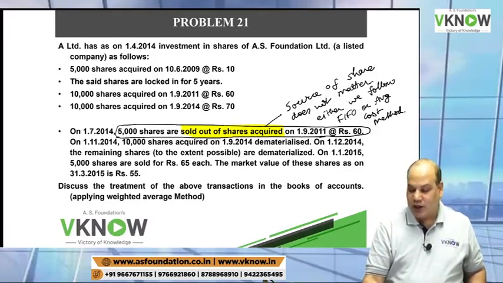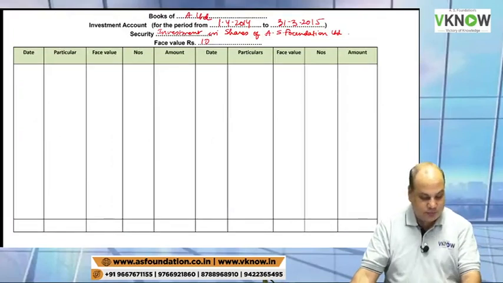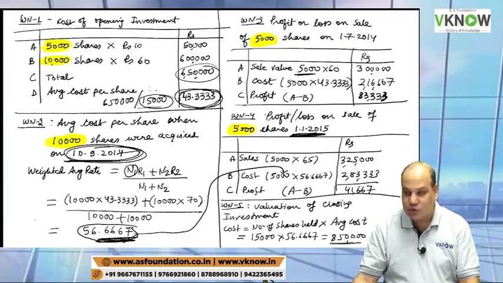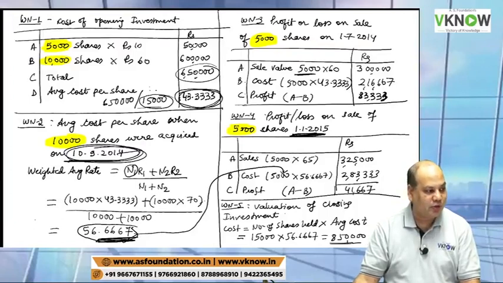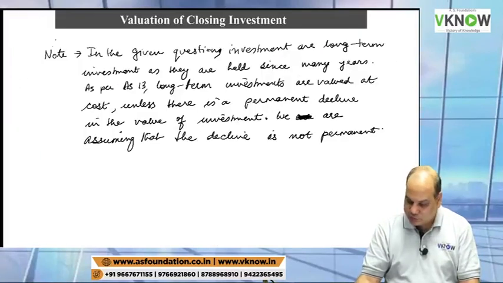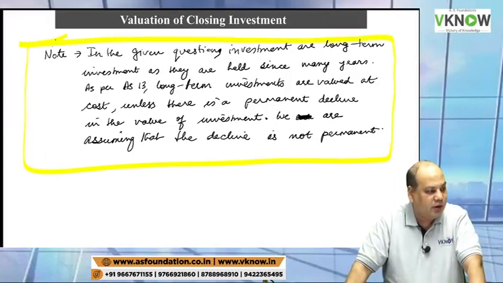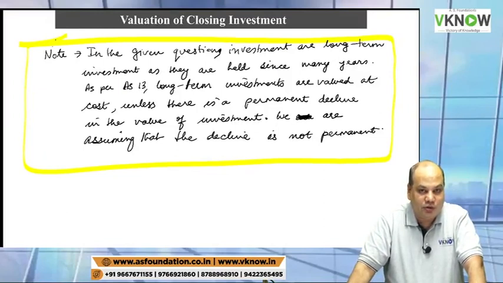Kunal Pancharia is guiding Falak that it is average cost method. Thank you for enlightenment. So let us see whether our working notes are ready or not. This question had lots of ups and downs. So now I think our working notes are ready. One is opening investment, two is average cost on 10 September, 3, 4 are profit and loss on sale, and fifth is value of closing investment subject to this note that investments are long-term investment and decline is not permanent.